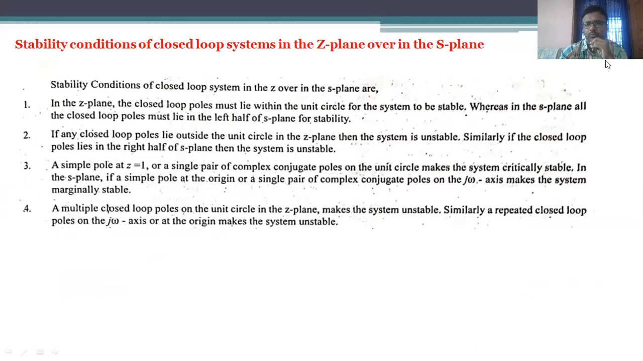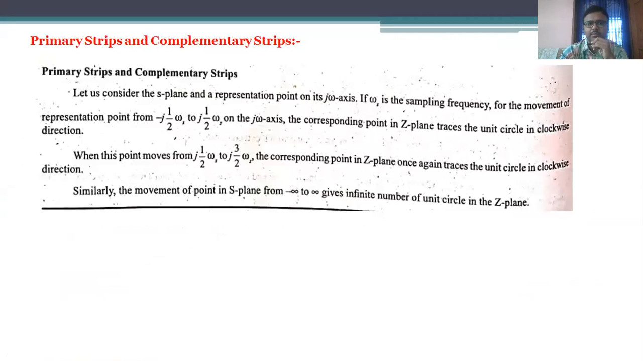For today's class, we will see the second topic of Unit 4, that is primary strips and complementary strips. This is the topic for this class.